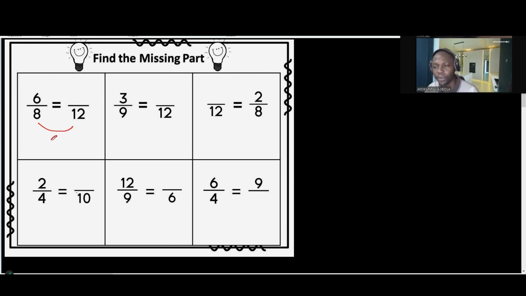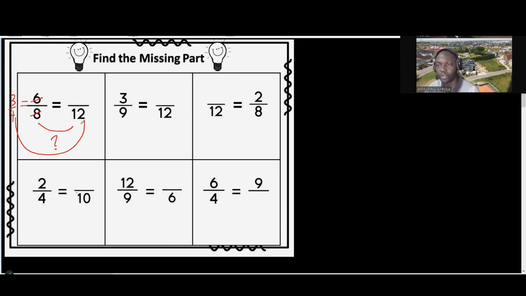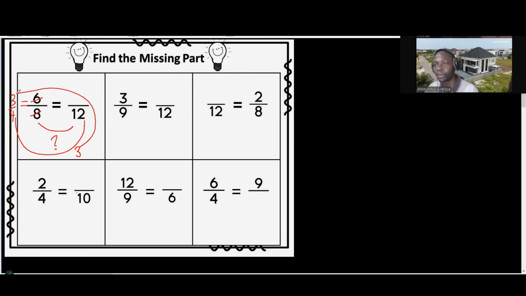So 8 times no whole number will ever give me 12. 8 times 1 is 8. 8 times 2 is already 16, not 12. Is that clear? Okay, so I decided to reduce these by dividing by 2. I got 3 over 4. So I now compare this. 4 times what gives me 12? That's 3. Then 3 times 3 is what? 9. So I got this.